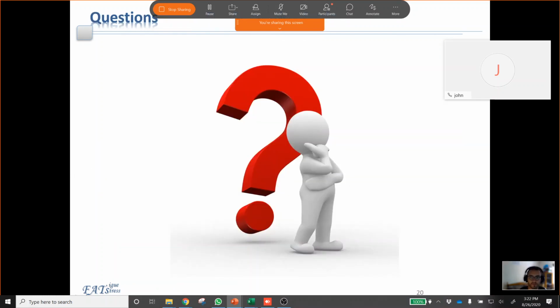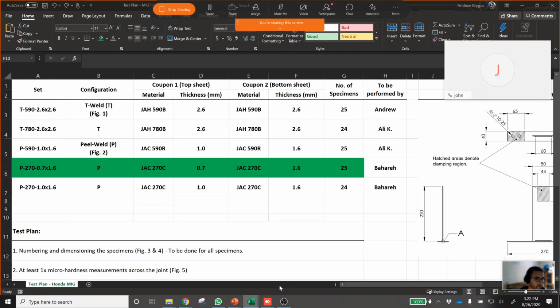So 590, all the testing is done? You finished all the testing? As of right now, most of it is done for 590. We have a few more samples left to go, though. Okay, just hold off on that one for now. You can go to the 270, with the 0.7 to 1.6, and let me know your initial results.